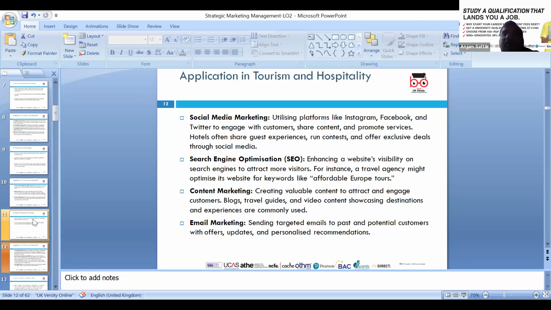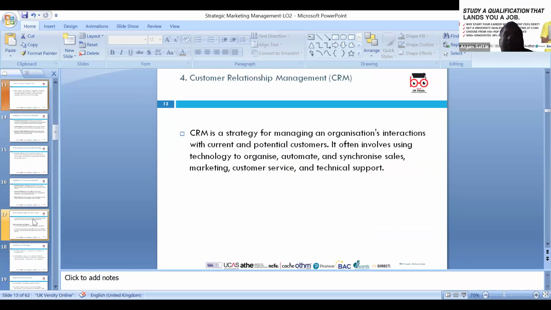Content marketing is creating valuable content to attract and engage with the customer. Nowadays we have blogs, and the Trustpilot website is quite useful. Email marketing, of course, is huge, but there are a lot of emails saying you want this and that, because there are a lot of junk mails. So that's another problem we have.